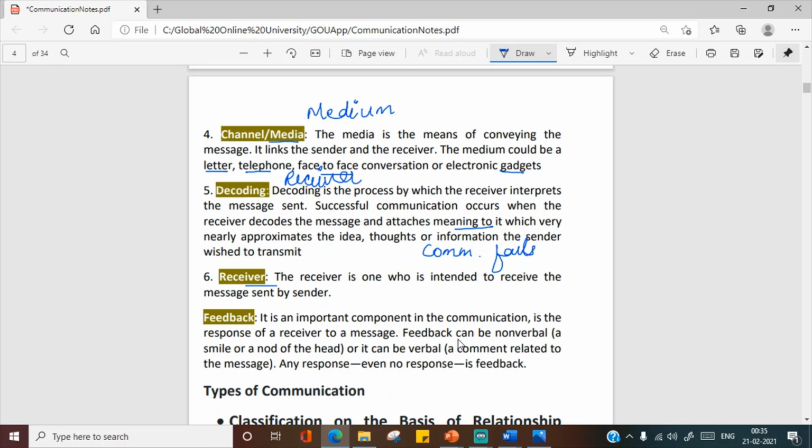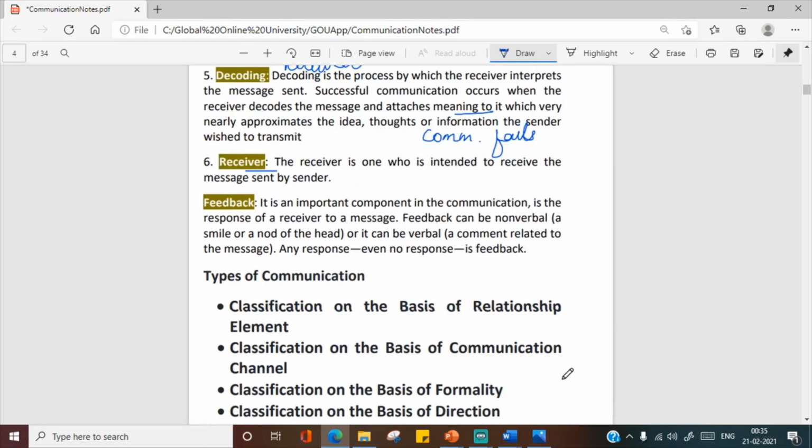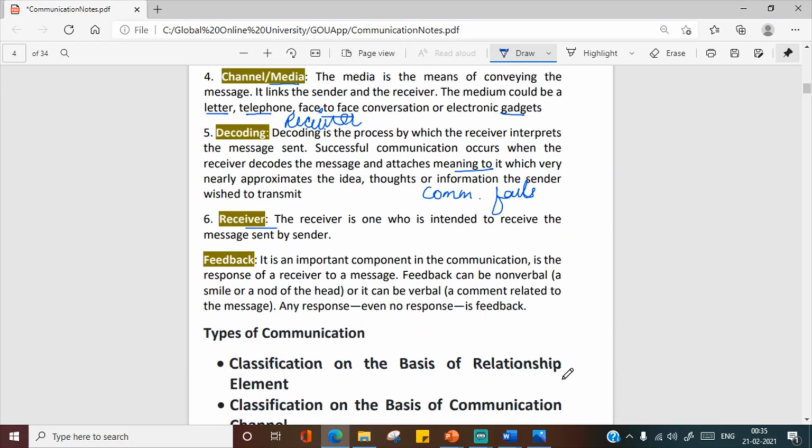There is one more important element which is called feedback. So feedback is an important component. It helps the sender. For whom is feedback important? It is very important for the sender, to help them know what they are saying or what they are trying to convey. Has the receiver got it or not?